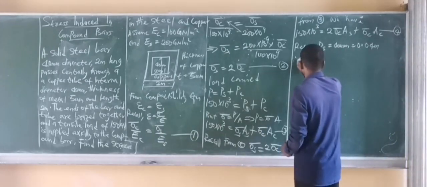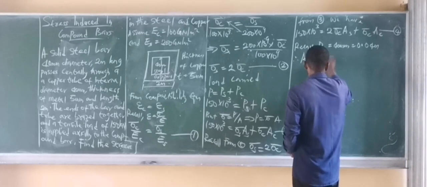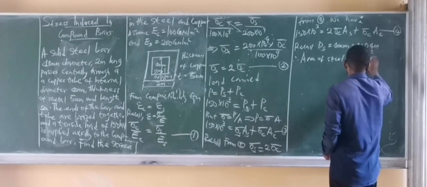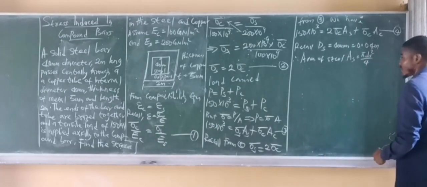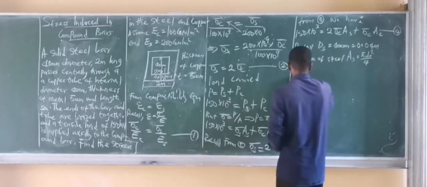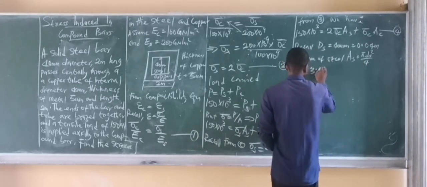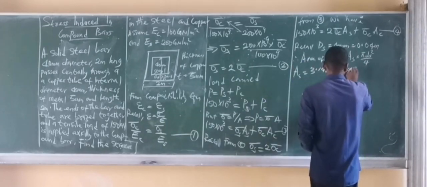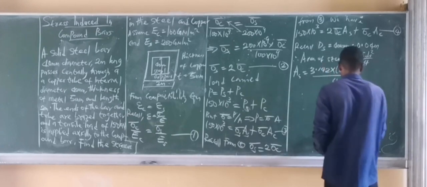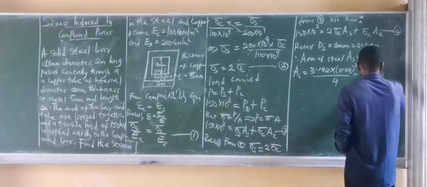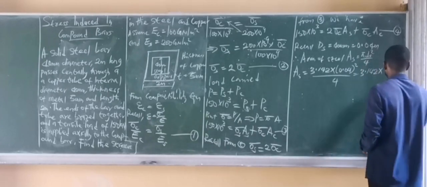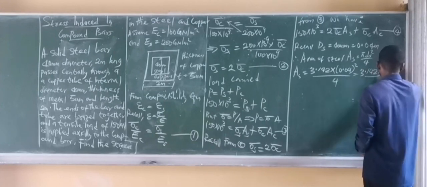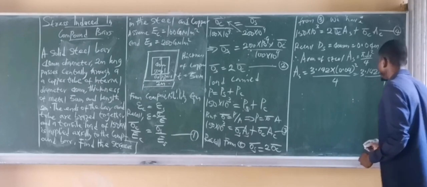Therefore, area of steel, you already know the formula. A_S is simply pi diameter square all over 4. Pi times diameter of steel square all over 4. So area of steel is equal to pi, which is 3.142, times diameter of steel, 0.04, all square, divided by 4. So this is actually 3.142 multiplied by 0.04 square, which is 1.6 times 10 to the power minus 3, divided by 4. So 3.142 multiplied by that value.